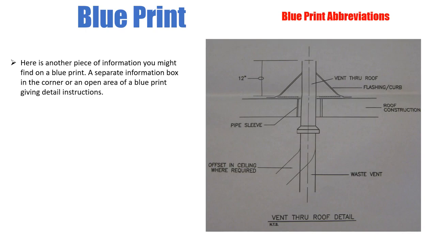Here's another piece of information you might find on a blueprint: a separate information box in the corner or an open area of a blueprint giving detailed instructions. Here they want a pipe sleeve installed for every vent terminal through a roof. So this box could have any information in it, right? Electrical blueprints, HVAC blueprints, plumbing blueprints, whatever the case is, they may or may not have a box like this, just giving little detailed specifications for something that needs to be dealt with.